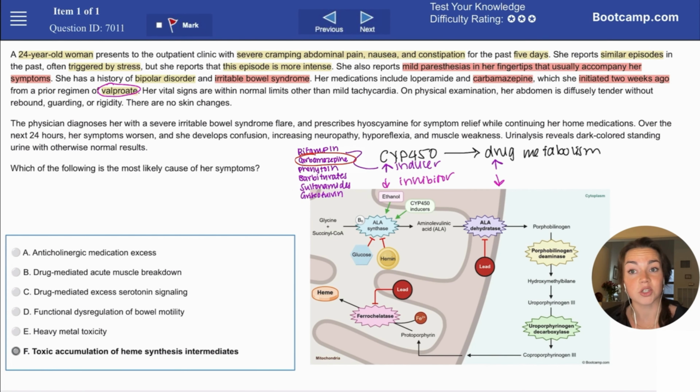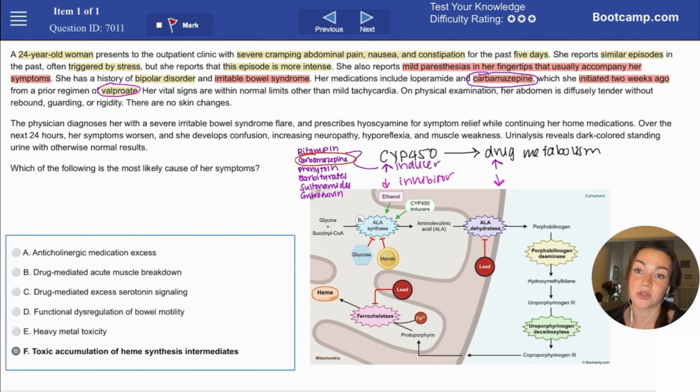Our patient switched from a cytochrome P450 inhibiting drug, which was valproate, to a cytochrome P450 inducing drug, which was carbamazepine. And that was just 2 weeks ago. Now, if she just had run-of-the-mill IBS, that wouldn't really matter so much, because cytochrome P450 doesn't really affect loperamide, which is the other medication on our list, all that much.